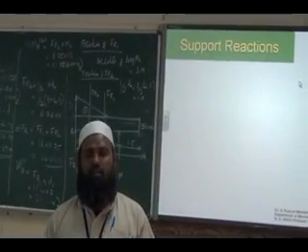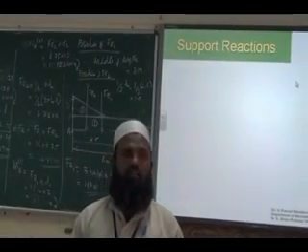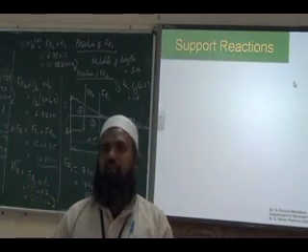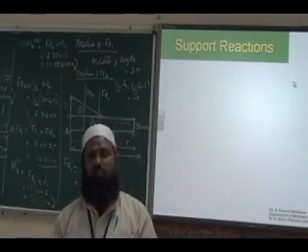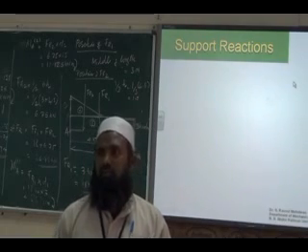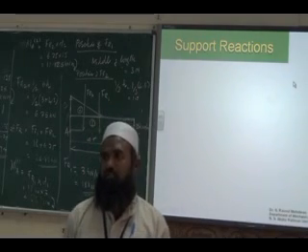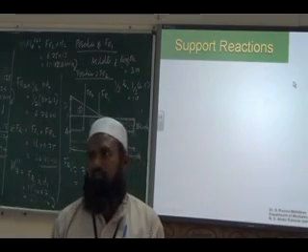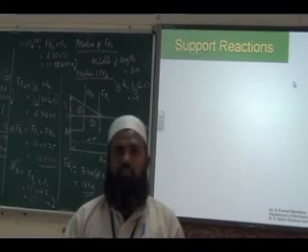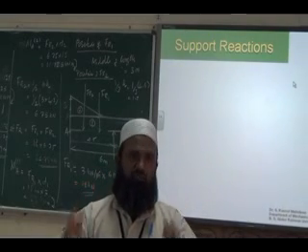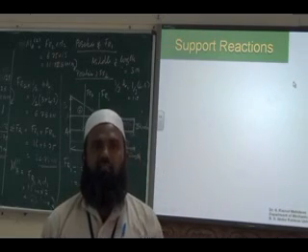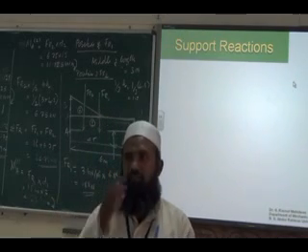A beam, any body, any object, any rigid body will have some support. Without support, it cannot remain in space. Okay, there should be some way it is supported. So any support will have some reactions because of the weight of the body. Even if there is no applied force, whenever a body is restricted to move, it tries to resist this. So that resists the restriction.